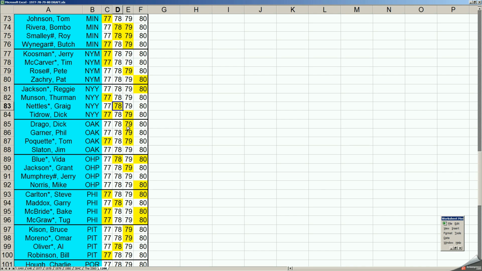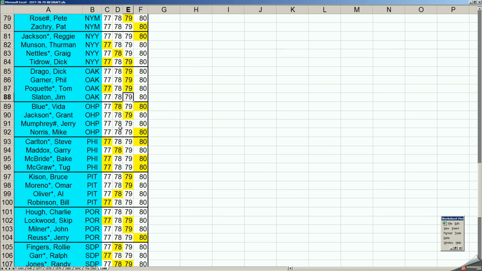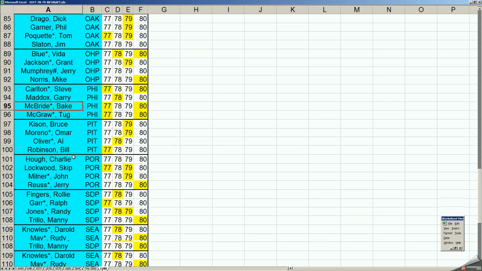The Oakland A's, another confusing team. I can't quite figure this team out. Yeah, they're kind of in rebuild mode. The Ohio players, expect big things from these guys. Mike Norris has a big year in 1980, and Vida Blue has a big year in 78 and 80. The front of their rotation is going to be set. They got a good setup guy in Grant Jackson. So the pitching for the Ohio players is going to be really good.